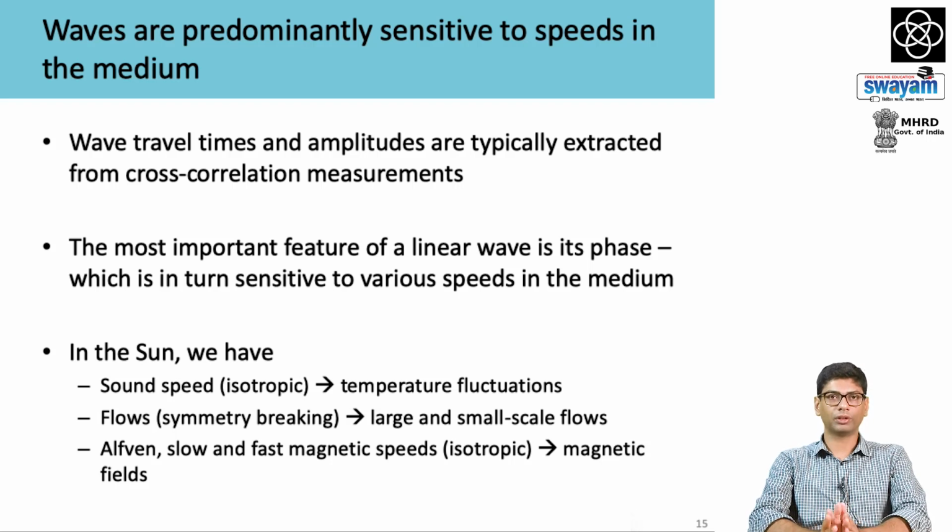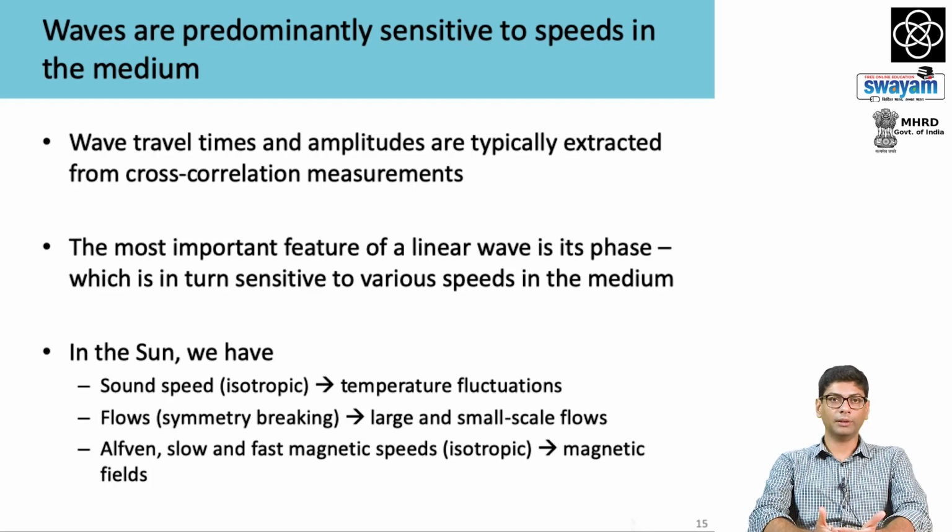This is, for the reason that I just described, that the significant signal feature of a wave is its phase. And so in the sun, we have three types of speeds. We have the simplest thing, which is the sound speed, and this is isotropic, which is to say that the sound speed is independent of the direction in which the wave is propagating. So from the sound speed, we get estimates of temperature fluctuations inside the sun.